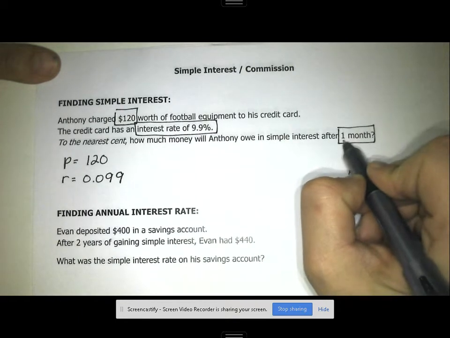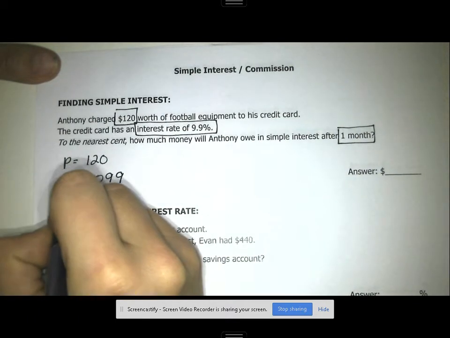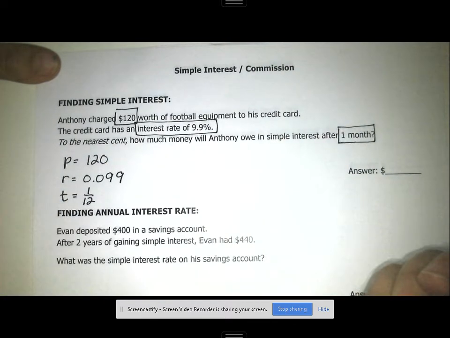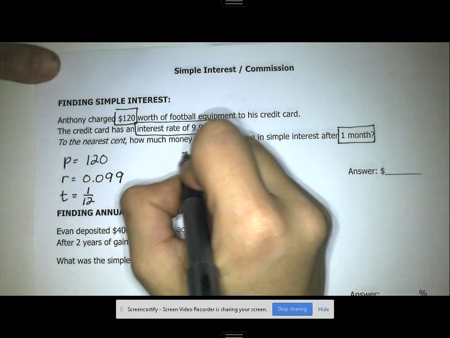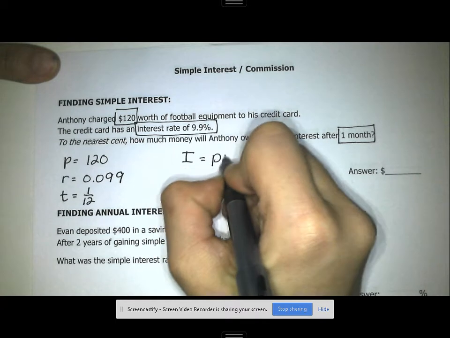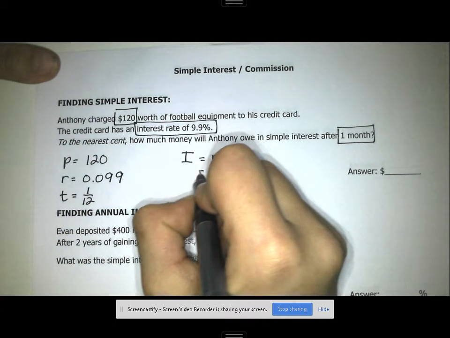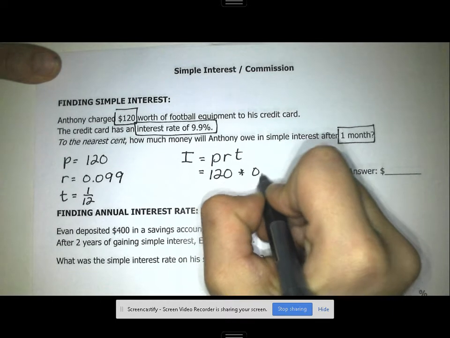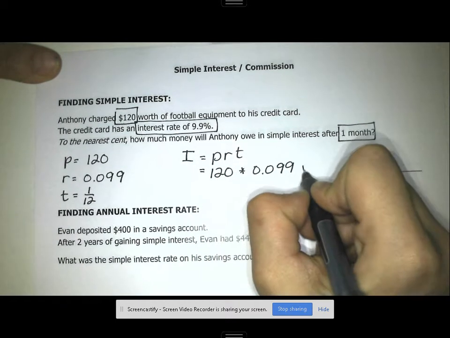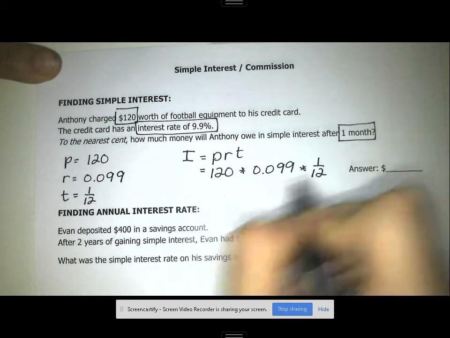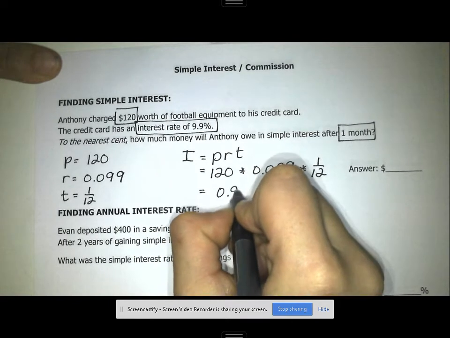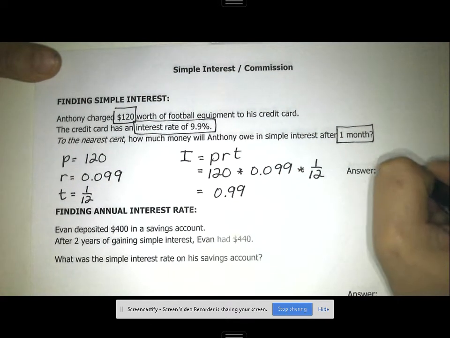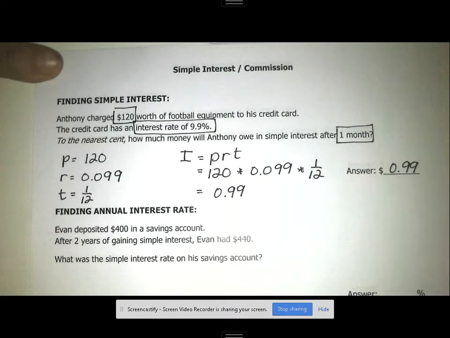Now, I don't want to use 1 as my time. Time needs to be represented in years. So 1 month is 1/12 of a year. So to find interest, I'm going to say I equals P times R times T. And then I multiply together my principal, my rate, and my time. And I get 0.99, which means in simple interest after a month, he's going to have to pay 99 cents.